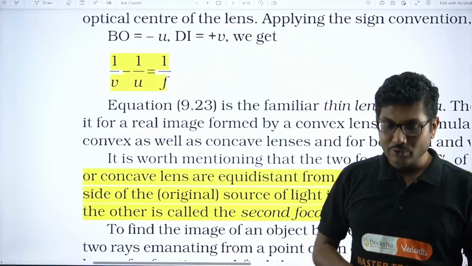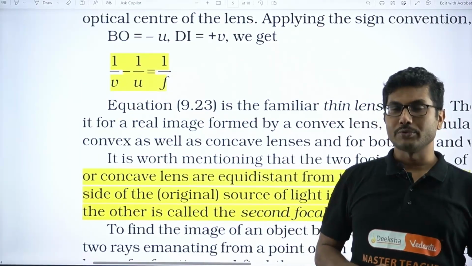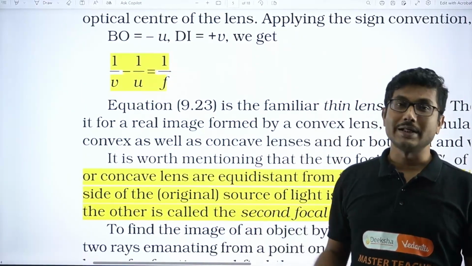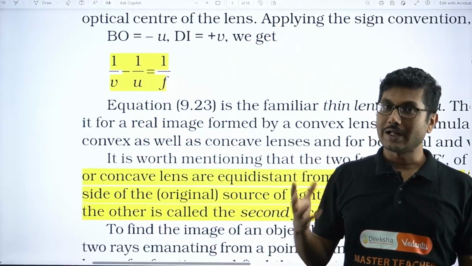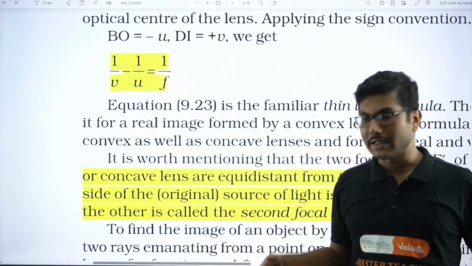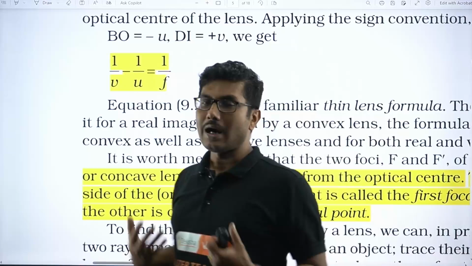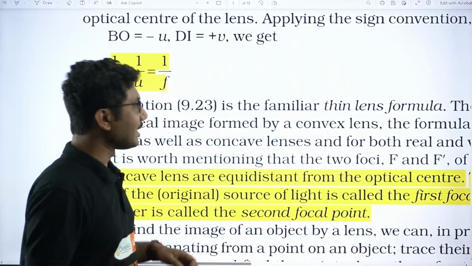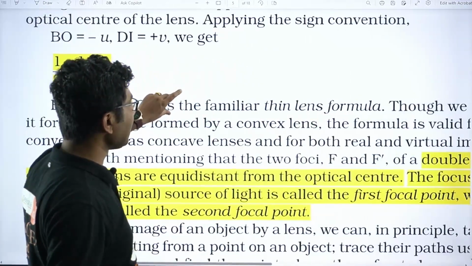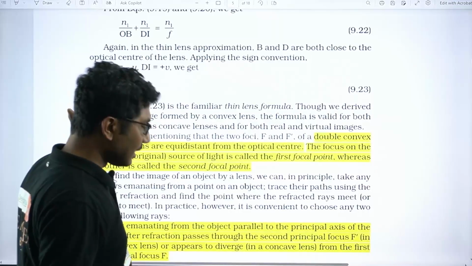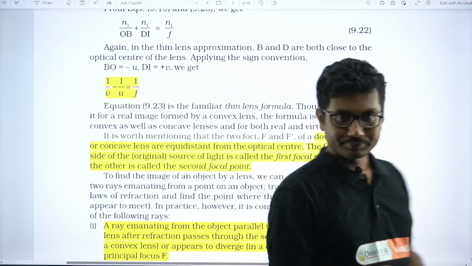For any unknown quantity, you don't need to put the sign. For any known quantity, you have to put the sign, so that after calculation, the unknown quantity will come out with a proper sign. You don't have to worry about it, the proper sign will automatically come if you apply the sign for the known quantities.